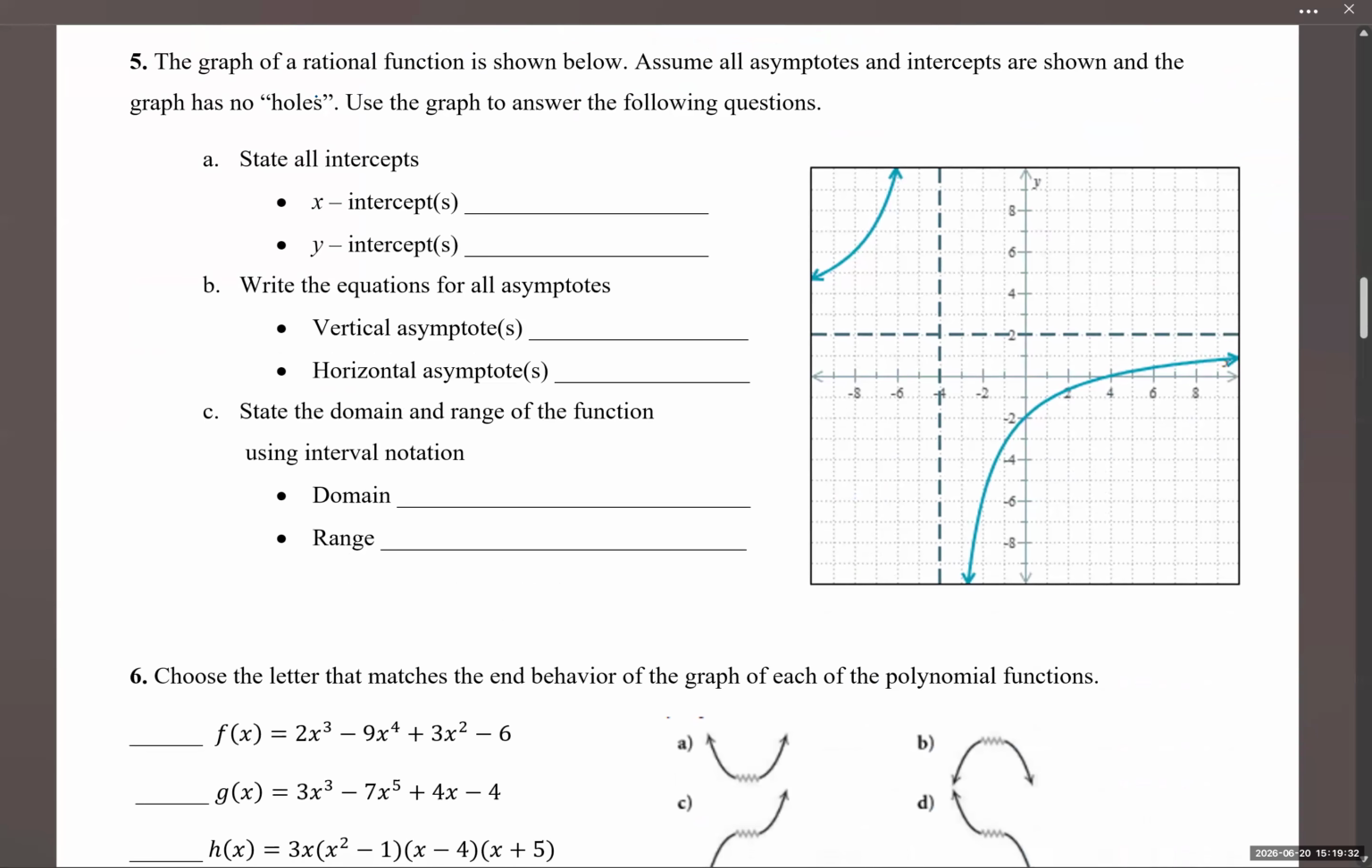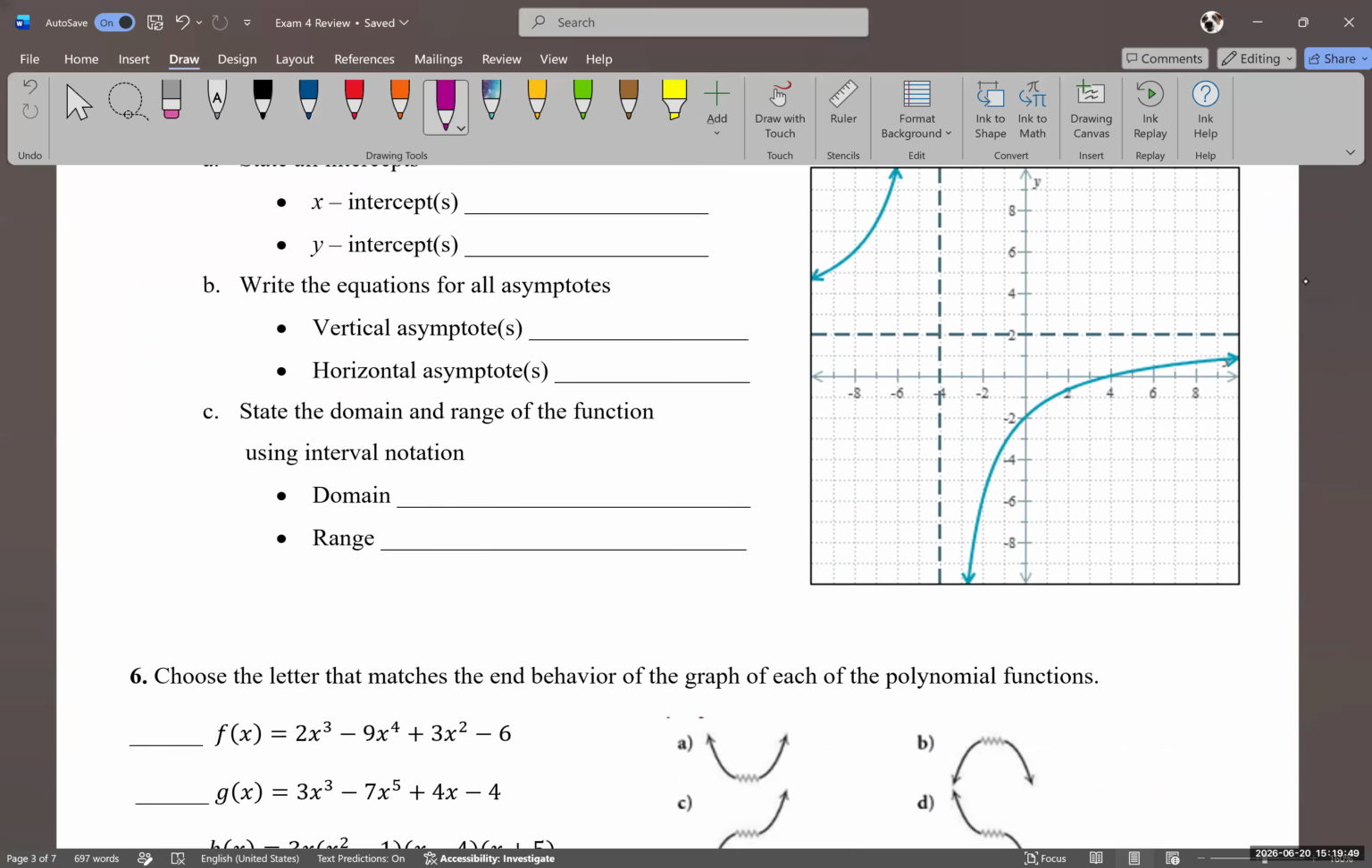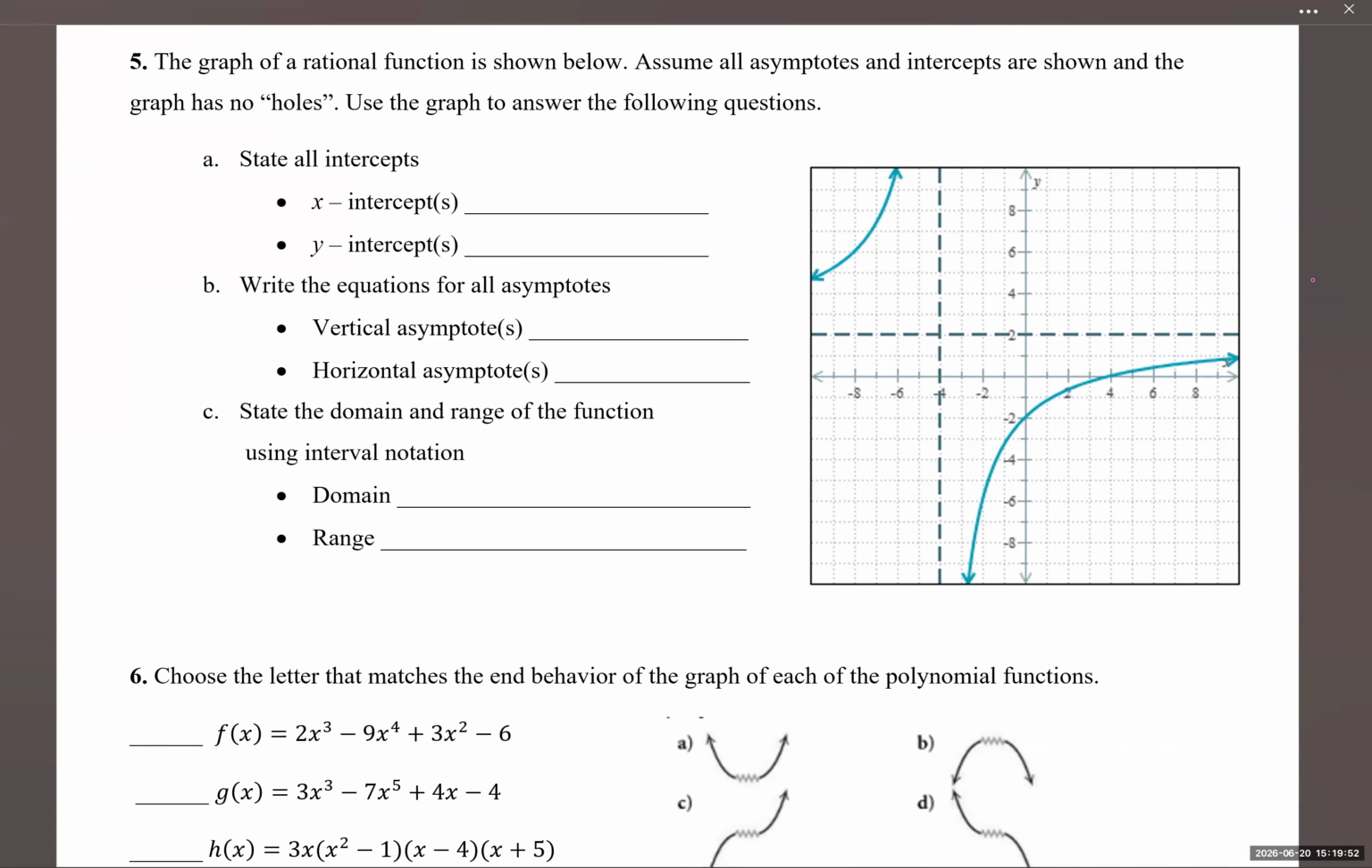Another graph that we're analyzing, this time it's not quadratic, it's a graph of a rational function. We are assuming that there are no holes in this graph and the asymptotes are shown as dashed lines. State all the x and y intercepts. I'll try to color code it. The x-intercept is where the line crosses the x-axis. There's just one, and it is at 4. I'm going to write it as an ordered pair, 4 on the x, 0 on the y. The y-intercept is at -2. The y-intercept happens when the graph crosses the y-axis, and it is 0 for the x and -2 for the y.